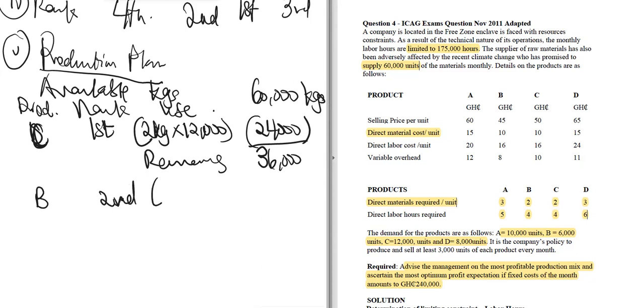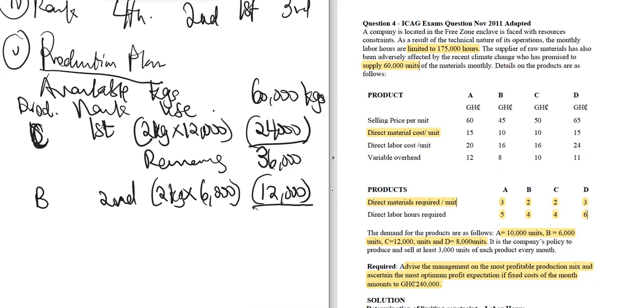And for product B, how many material kgs did we need? We needed 2 kg. I'm picking from here, right? We needed 2 kg to produce. So if 2 kg to produce, how many units would we expect to produce? We're producing 6,000 units. So 2 times 6, we need 12,000 kgs to produce these 6,000 units overall. Still, we can take it. How much is left? We have 24,000 kgs remaining.